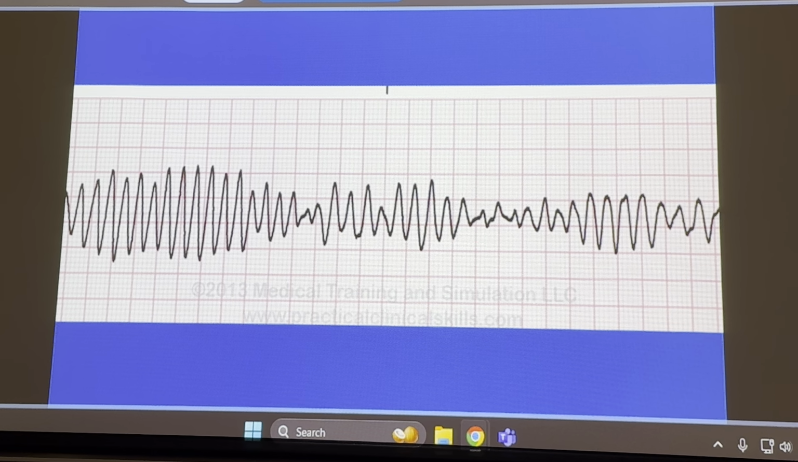I don't have to have an order for that. That's an emergent situation. That's under my scope of practice for my emergency practice orders, if you want to say that. Questions about torsades?